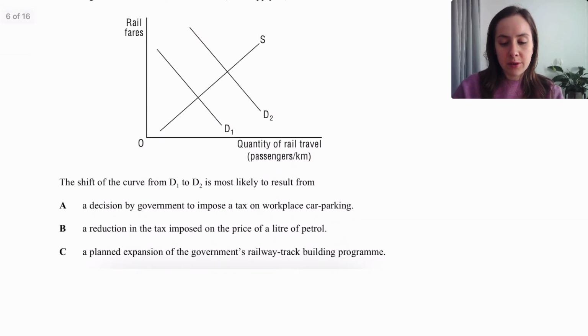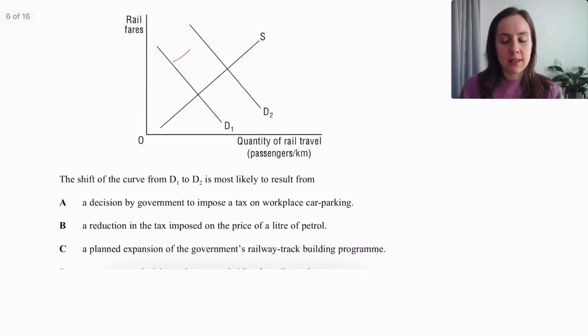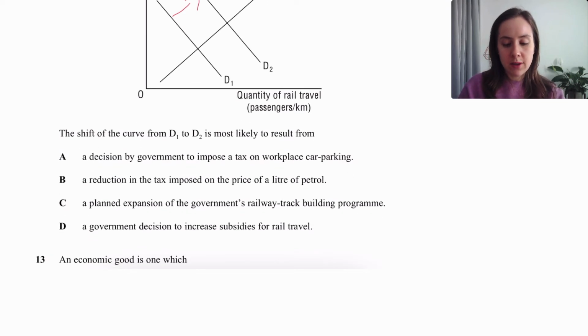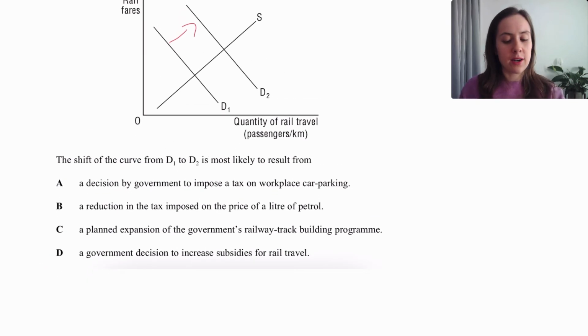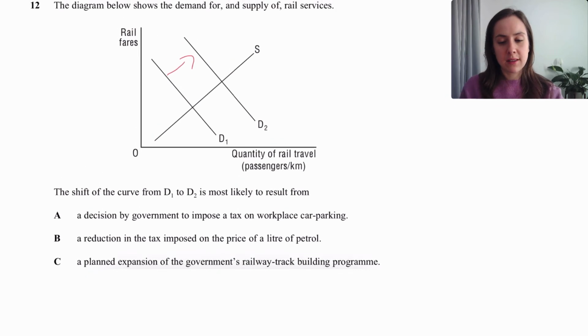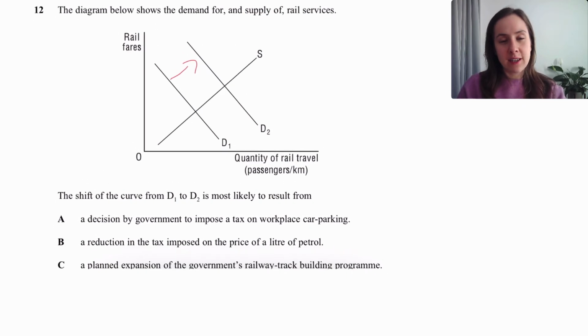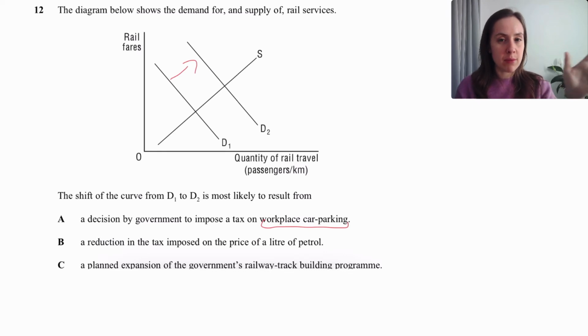Got supply and demand of rail services, demand increasing. So I'm looking for non-price factors such as higher incomes. And I'm not looking for taxes. Well, actually, hang on, am I looking for taxes? Maybe I'm looking for the taxes on car parking, because if it becomes more expensive to park your car, maybe people will go by train. So I think that's actually the answer.